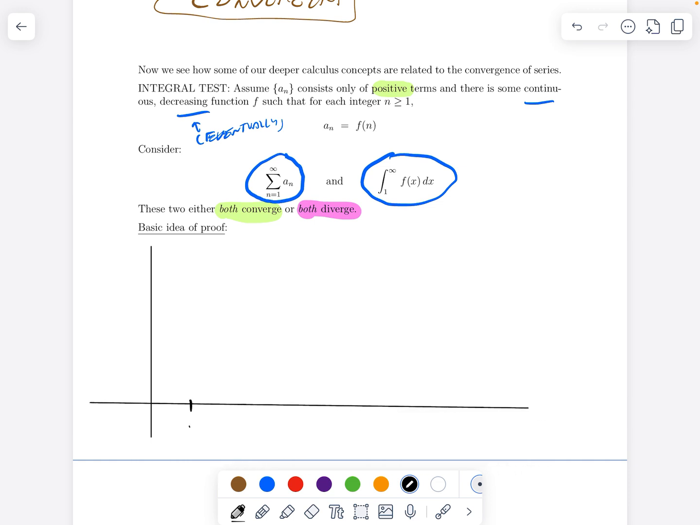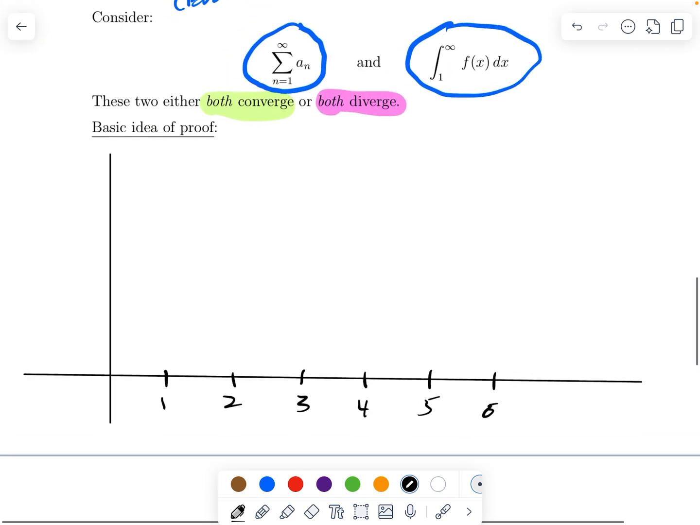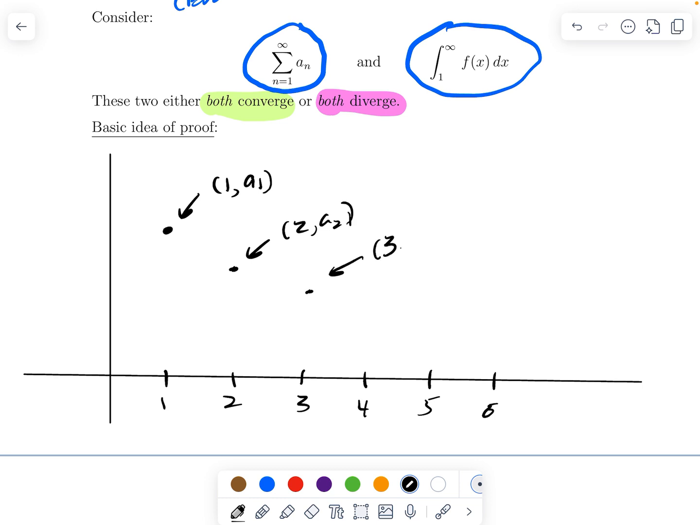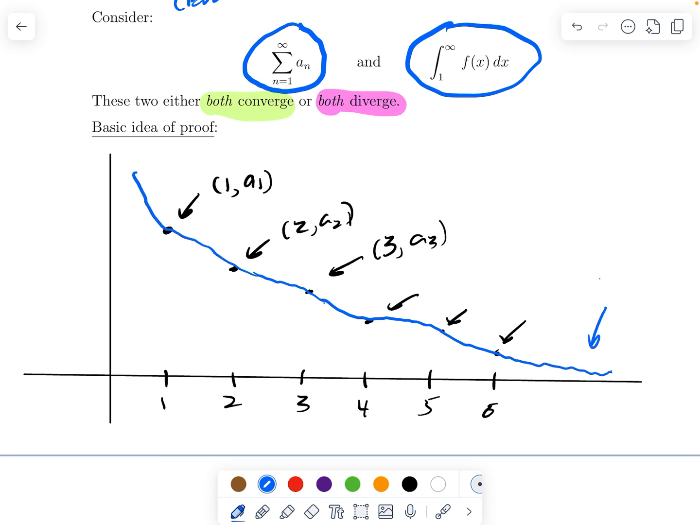So I'm going to make a little graph. Here's one, here's two, here's three, here's four, here's five, here's six. And let's imagine this here is the point at 1 comma a sub 1. And this is the point at 2 comma a sub 2, and 3 comma a sub 3, etc. We're assuming this is decreasing. Well, our assumption here is that these values agree with some continuous decreasing function. So this is f of x.